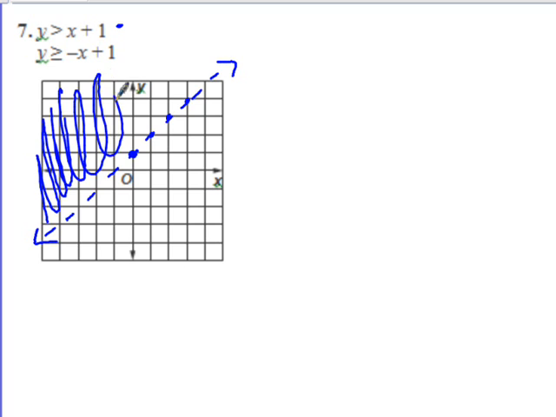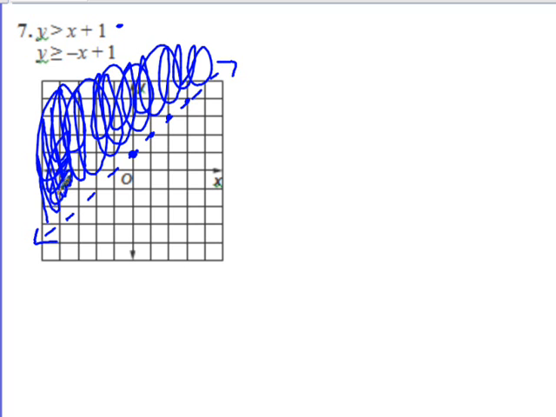Just like we did with the inequalities in chapter 5. You can always check by plugging in (0, 0). So in this case, (0, 0) is not shaded in, so I would expect a false statement. If I plug that into that first inequality, 0 is greater than 0 plus 1, 0 is not greater than 1, that's false, so I shaded the right way.